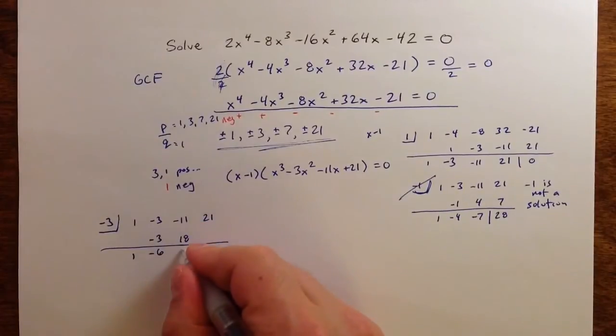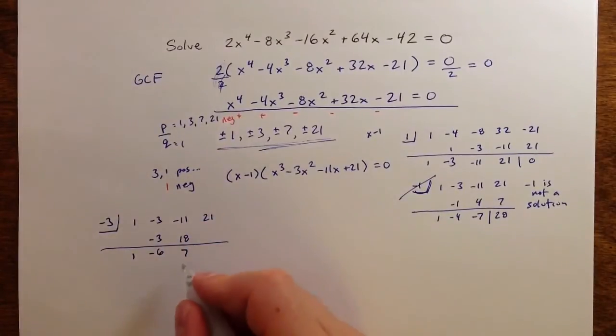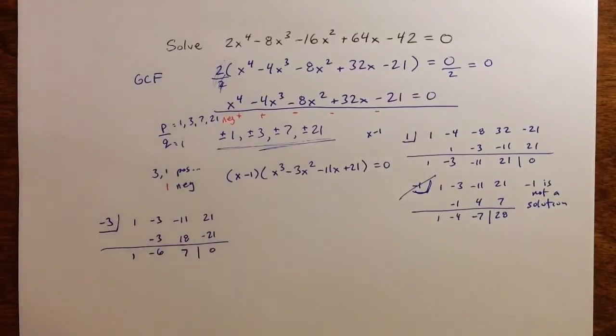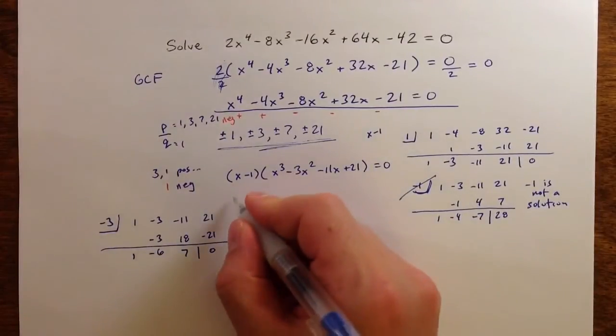And if I add those, I get positive 7. Times -3, I get -21. And adding those, I get 0. So it turns out we didn't have to look too much further. -3 is also a solution.